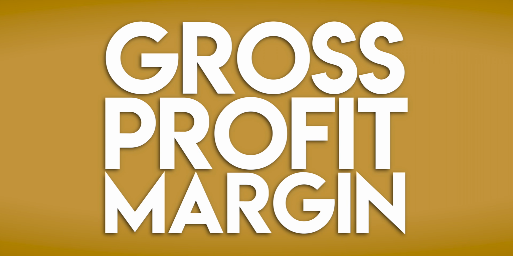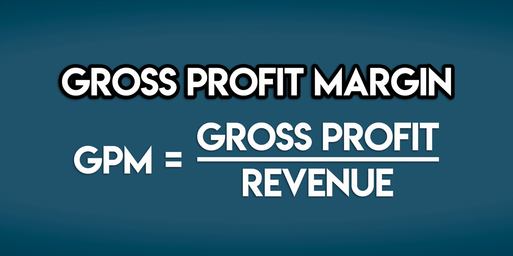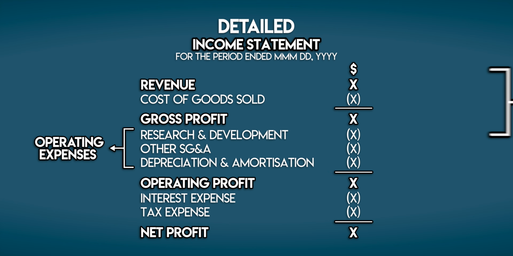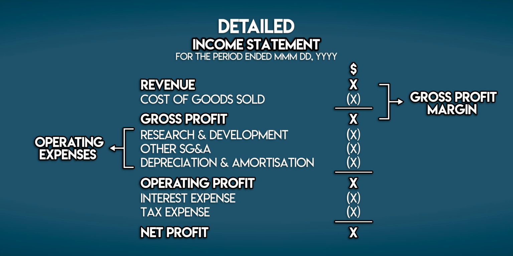So what is gross profit margin? At the start, we said the gross profit margin is a business's gross profit divided by its revenue. It measures how much gross profit they're able to generate from each dollar of revenue they earn. Gross profit margin only factors in a business's direct cost of sales. It totally ignores all of the indirect operating expenses, interest, and tax that we can see further down the income statement.